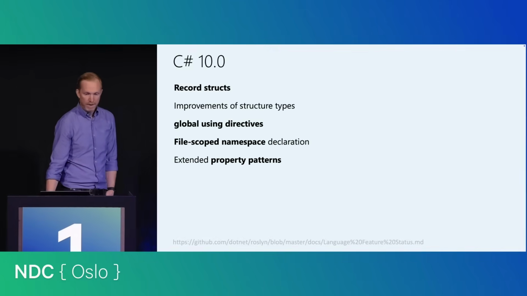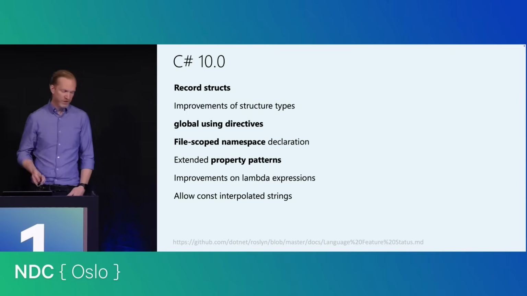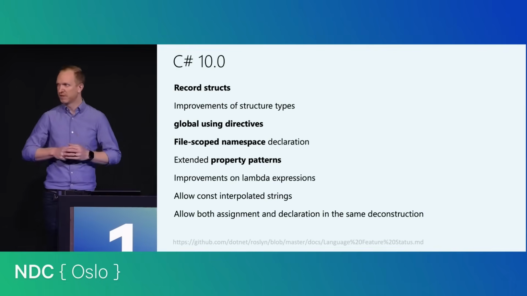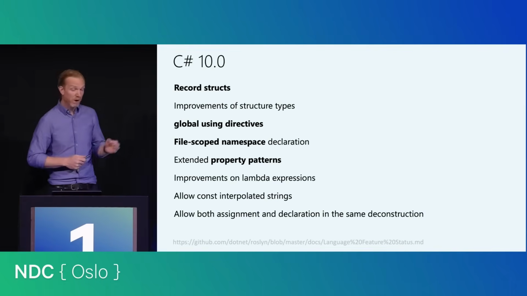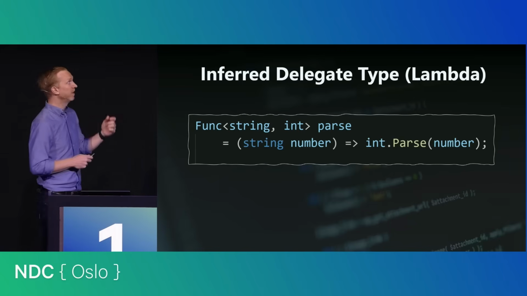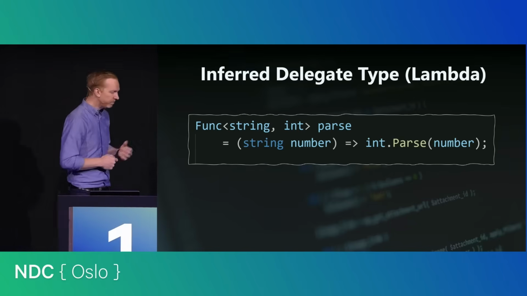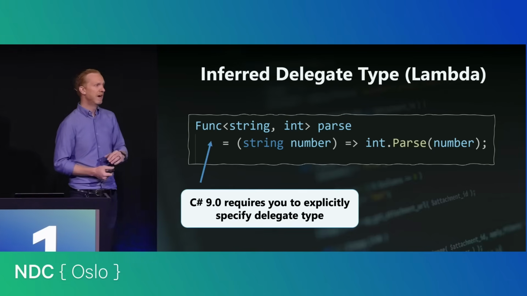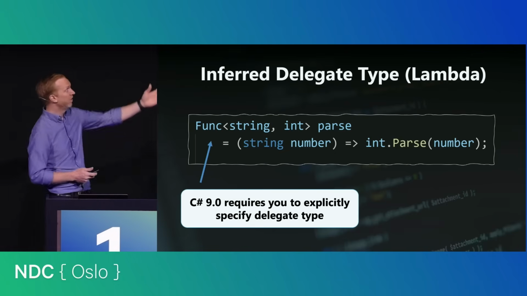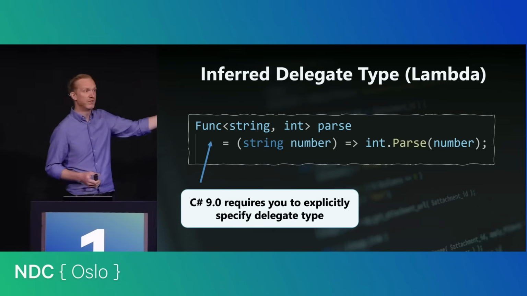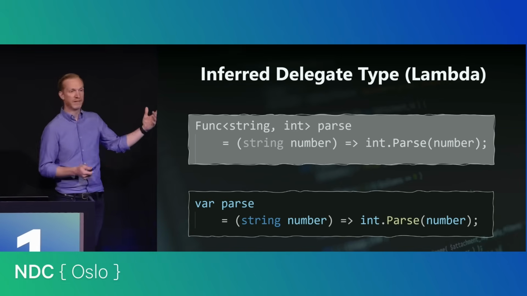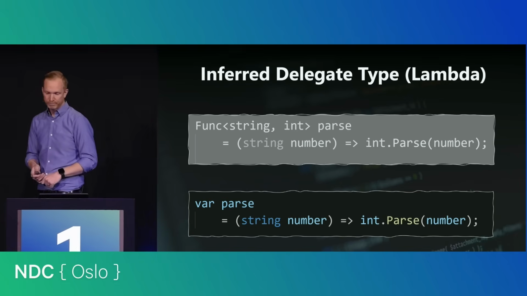Okay, and they improved the Lambda expressions, constant interpolated strings, and there's a couple more things in C# 10 as well. Some of them less important than others. One of the most important ones, or one of my favorite ones, is probably inferring the delegate types in lambdas. In C# 9, you'd have to say explicitly which type of delegate you're expecting, even though we can clearly see that the lambda takes an input of a string and produces an output of an integer. With C# 10, it simply infers that.